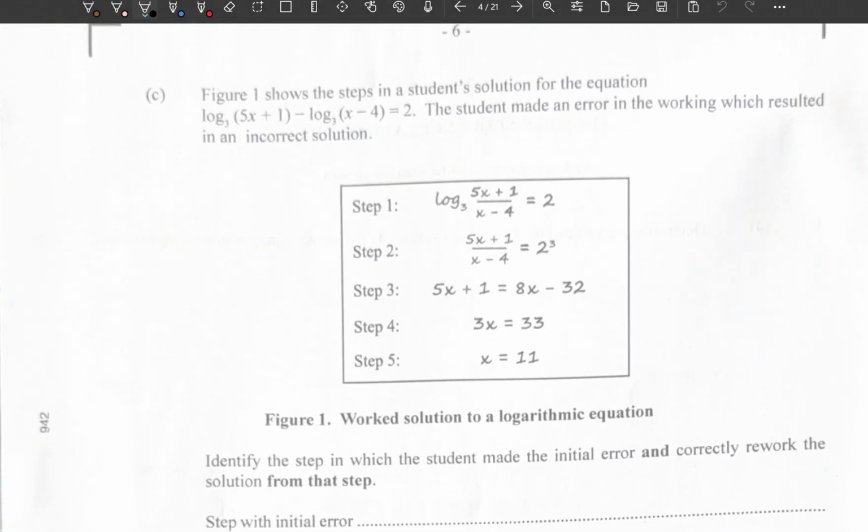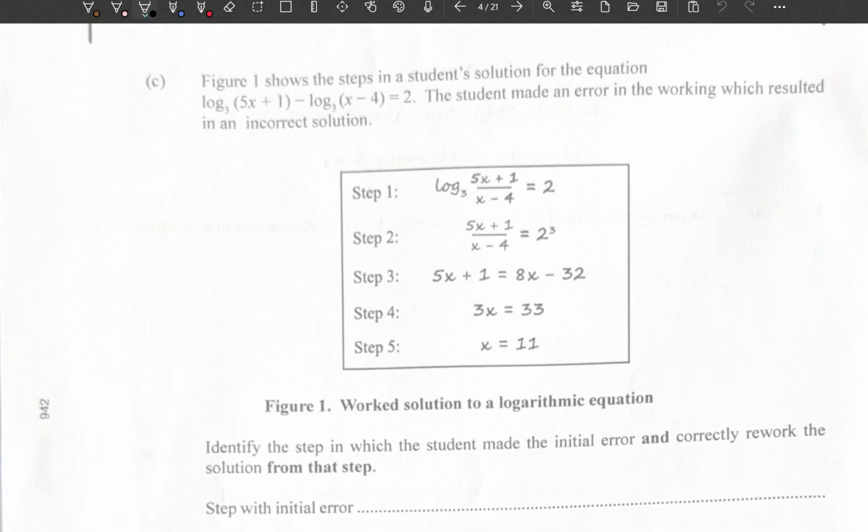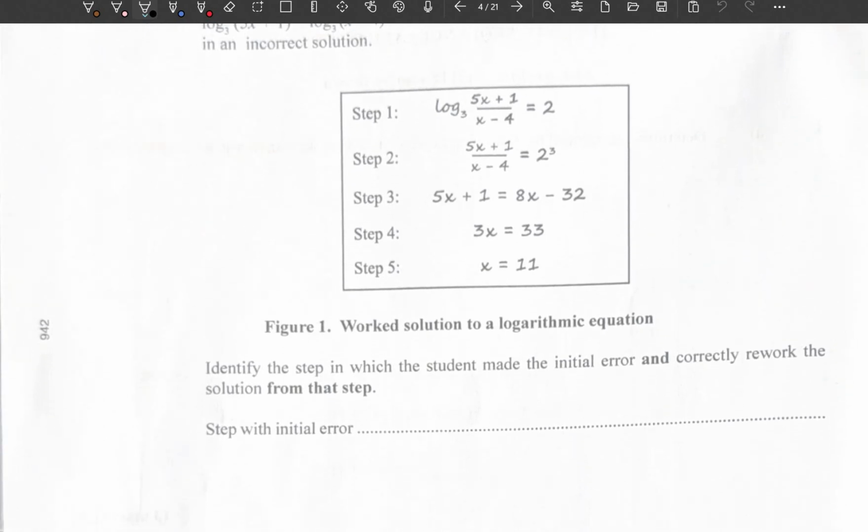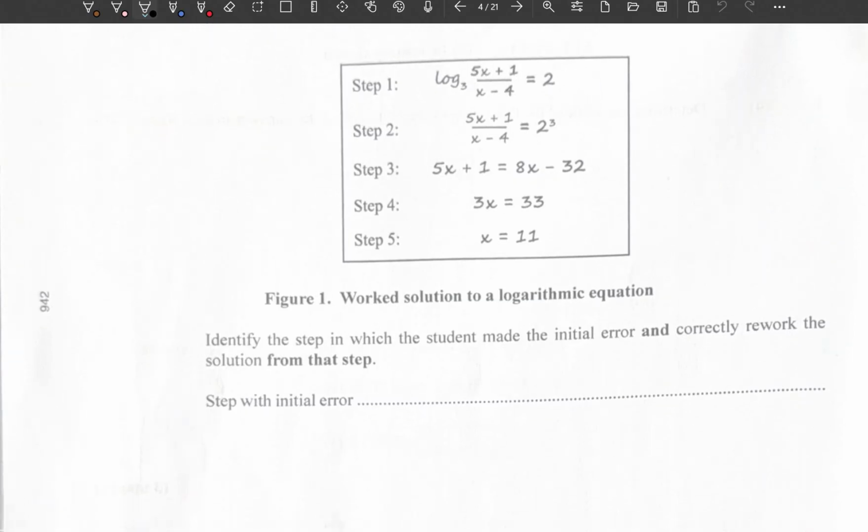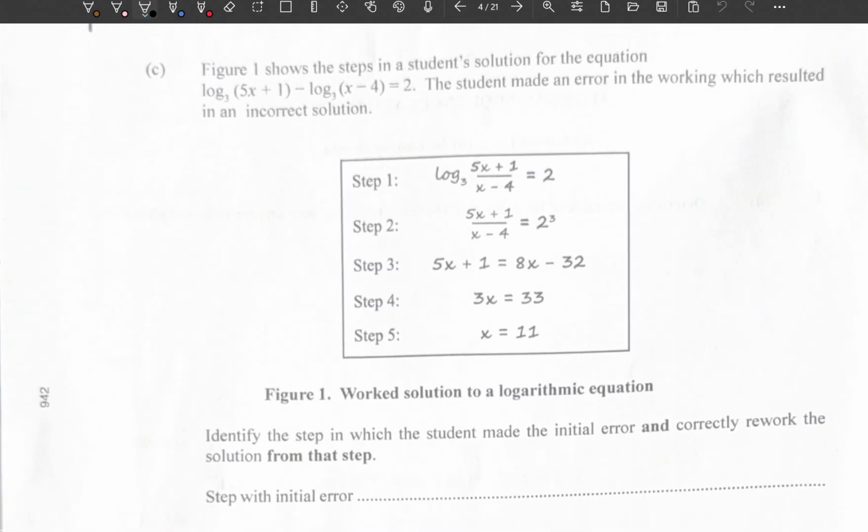Part C says, Figure 1 shows the steps in a student's solution for the equation log to base 3 of 5x plus 1 minus log to base 3 of x minus 4 is equal to 2. The student made an error in the working which resulted in an incorrect solution. Figure 1 shows the worked solution, and they would like us to identify the step in which the student made the initial error and correctly rework the solution from that step. So let's look and see what we got here.